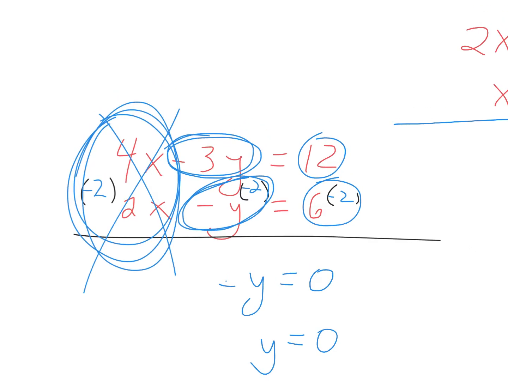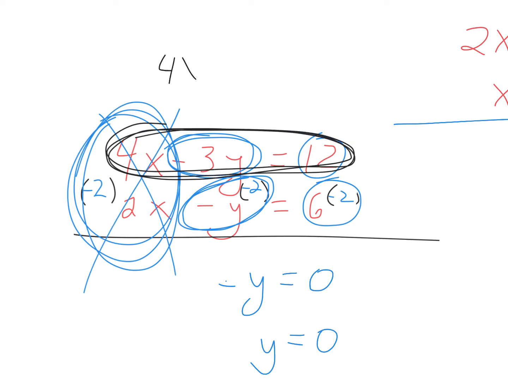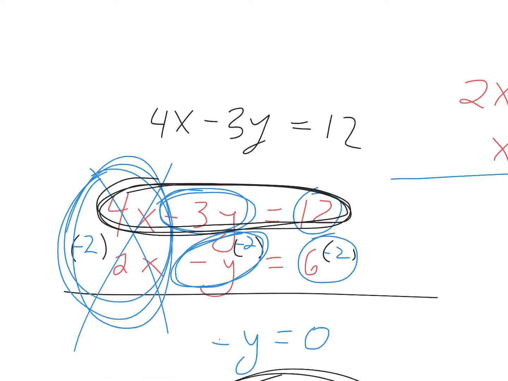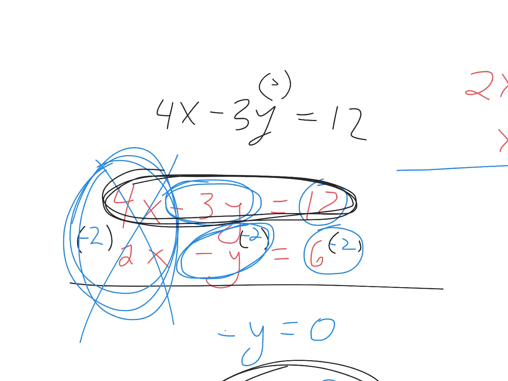Then what do you do? You substitute it back in. That's up here. You could take either equation. I'm personally using this one. I don't care if you use the other one, that's fine. 4x minus 3y equals 12, and then you stick in y is 0, so that goes right here. And then 0 times anything makes it disappear. And if you can't solve 4x equals 12, then you've got a problem.